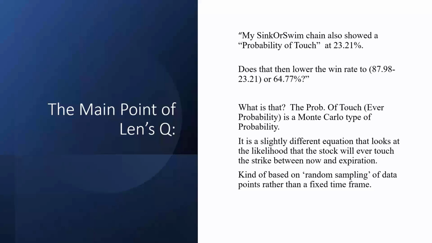The probability of touch, or what's sometimes called the ever probability, is a Monte Carlo type of probability equation. It's slightly different, and it looks at the likelihood that the stock, your underlying security, would ever come down and touch your short put strike price between now and the expiration date. It's kind of based on random sampling, random events, random occurrences of data points rather than a fixed time frame.